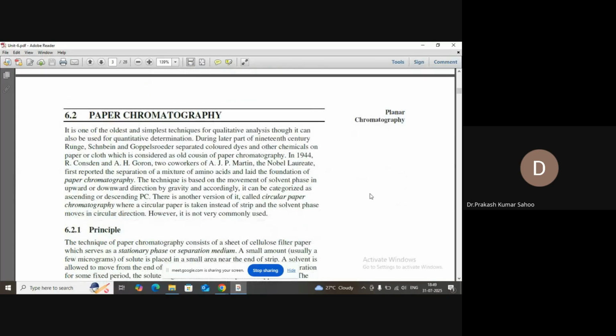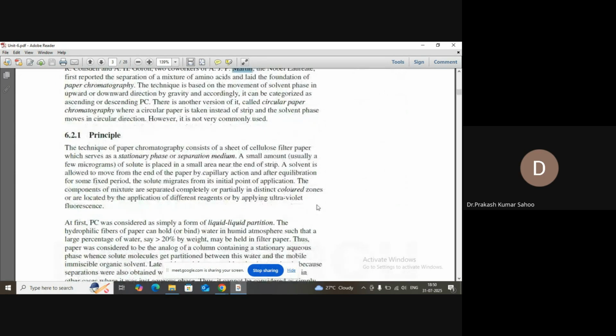thin layer chromatography. So in paper chromatography, as you already know, for this technique in 1944, R. Consden and Gordon, the two co-workers of Martin, got the Nobel Prize. Okay. And the principle is already discussed. There is a separation medium or stationary phase, and we have a chosen solvent as the mobile phase.